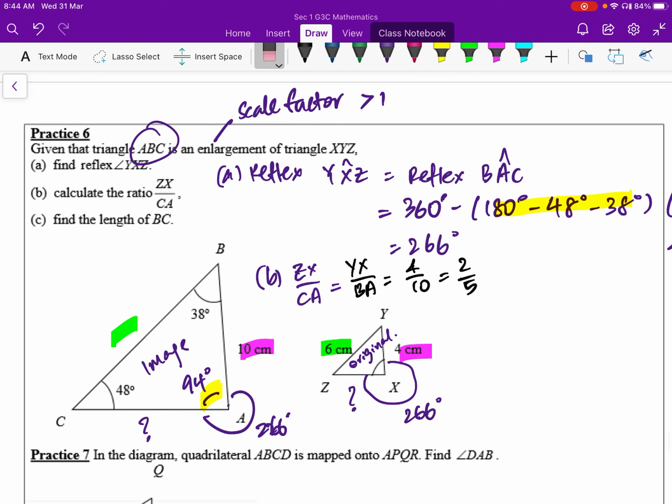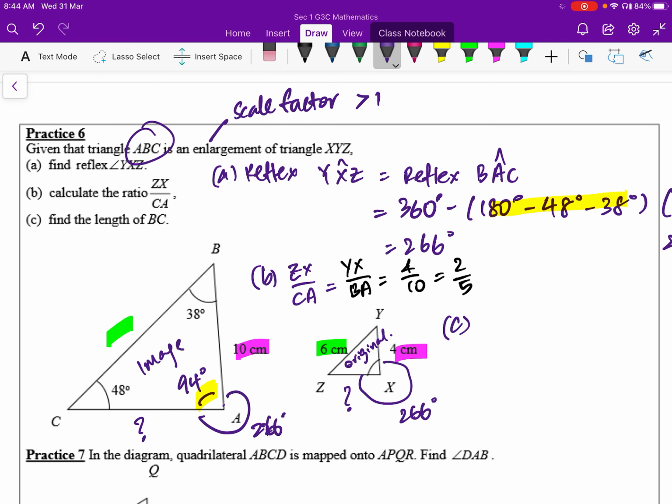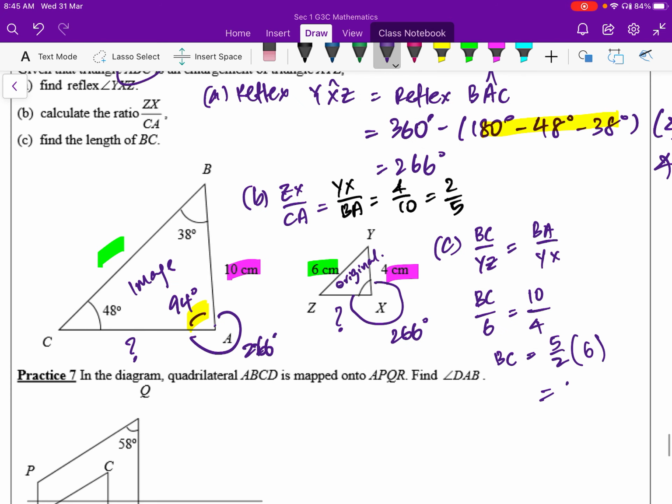So now to find the length of BC, again the same two methods, but since in this case they didn't ask you to find the scale factor, I will not show you the second method. I'll show you our first and usual way of doing it. BC over here, find the corresponding side, which is YZ. Okay, BC, YZ, then use something that is available to you, BA over YX. Fill in the blanks, BC, YZ, we have 6, BA, that is 10 over 4. So BC is 5 over 2, which is now our scale factor, times 6. 15 cm.